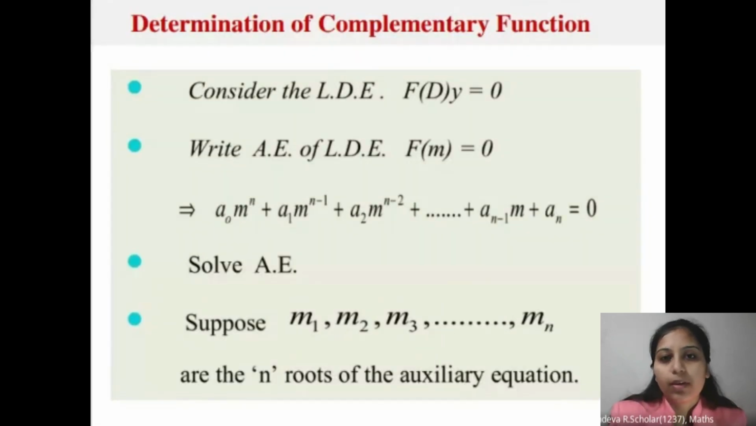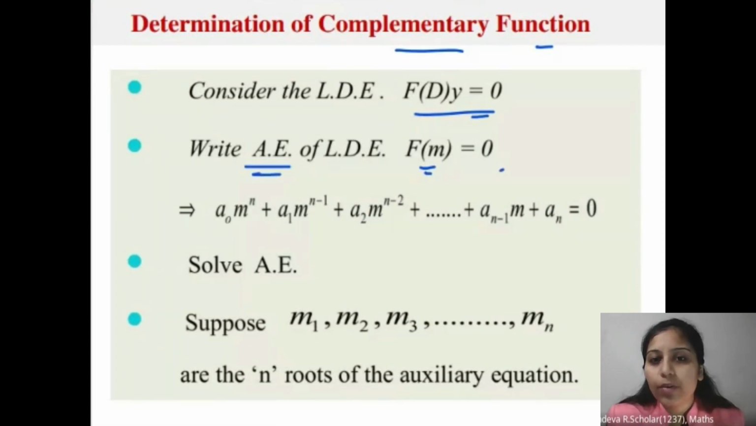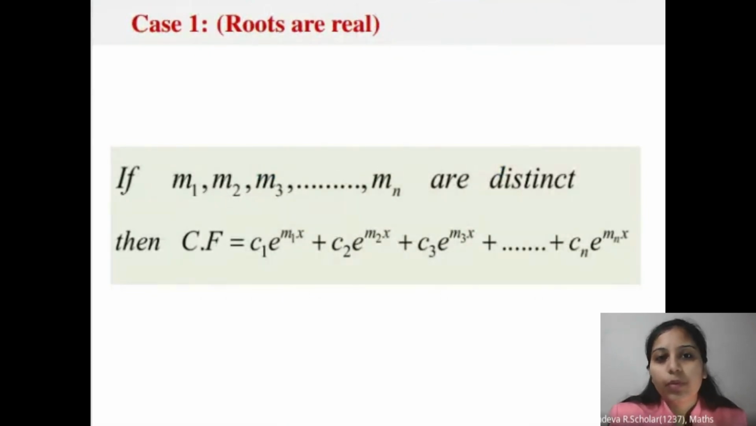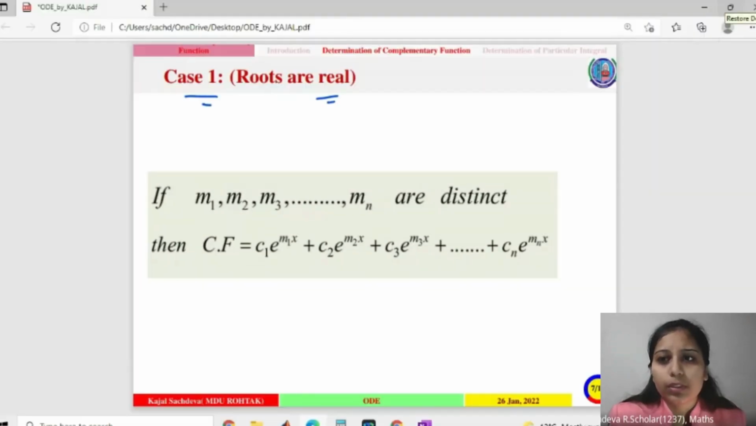CF, the complementary function, can be determined as follows. Put the homogeneous part equal to 0, then replace D by m. That means find the auxiliary equation, solve it, and we get the m roots. These roots can be real, distinct, equal, complex, rational, anything is possible. On this basis, we have some cases. Case 1 is when roots are real. Let's take an example when we have real roots.